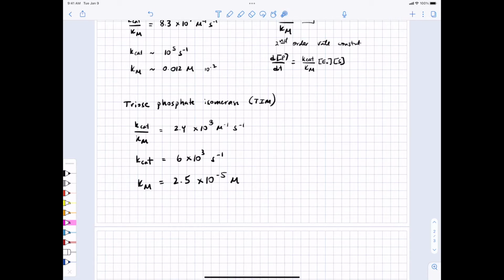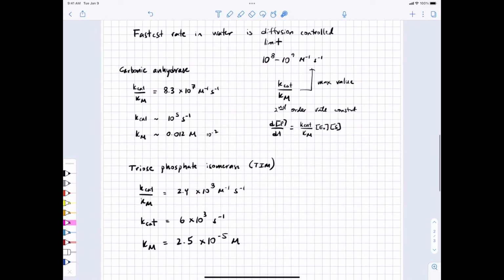And remember that Km is the concentration of substrate at which you are at half max velocity. So a much, much lower concentration of substrate is required to saturate the enzyme substrate complex. And so between those two factors, you're again at the diffusion limit, right? So kind of cool that there are different ways to be a perfect enzyme.